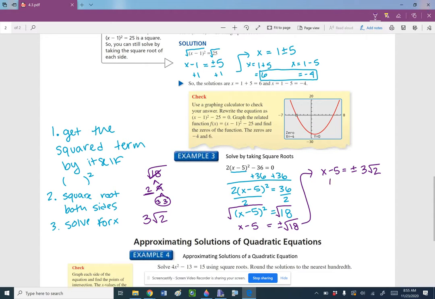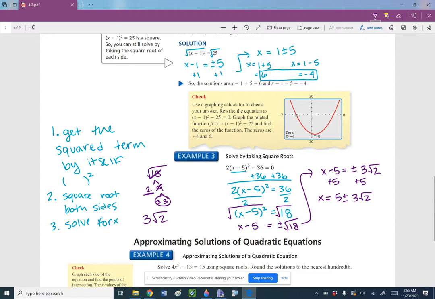Now we just need to get the x by itself. So let's add the 5 over. We get x equals 5 plus or minus 3 root 2. It doesn't matter which way you write it. You could also write x equals plus or minus 3 root 2 plus 5. Either way is correct.